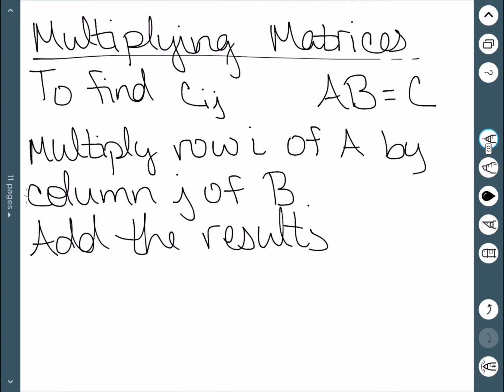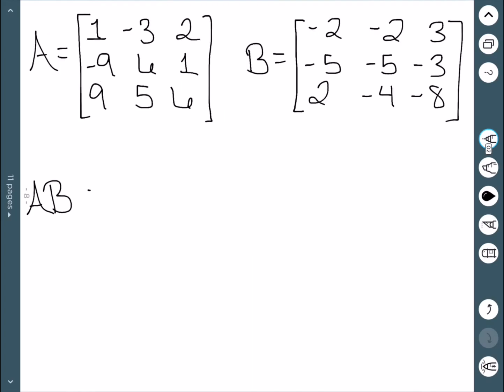To do this, if I want to find C sub ij, where A times B is equal to C, we'll multiply row I of A by column J of B, and then we add the results. Once again, row comes first, and then column. And here's our example.